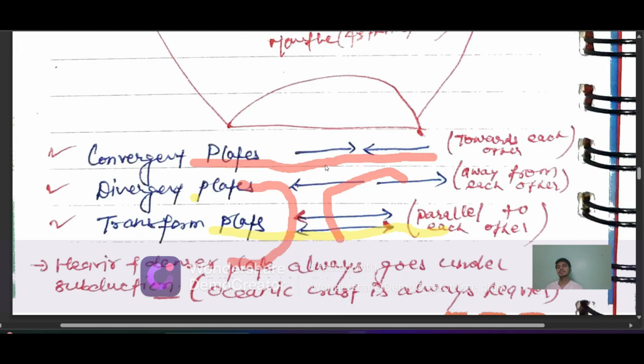So, as per plate tectonic theory, there are three types of plates, that is convergent plates, divergent plates, and transform plates. Convergent plates: when two plates come towards each other, then it is called convergent. Divergent plates: when two plates move away from each other. And transform plates are those plates which move parallel to each other.